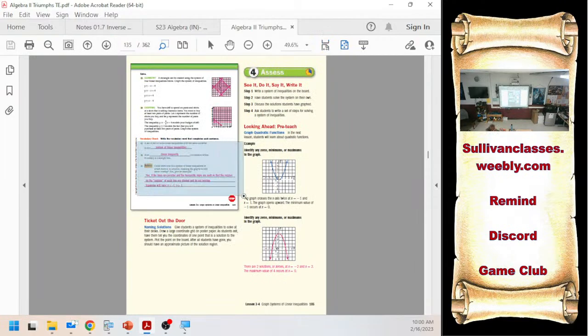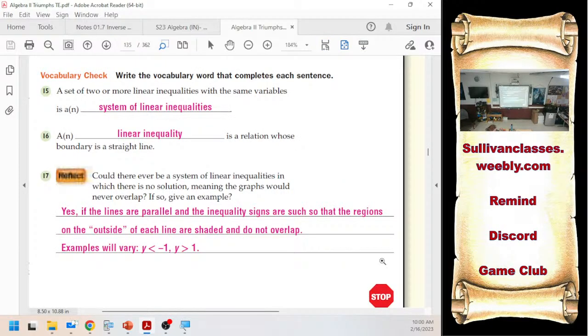And then some vocab and thinking. Vocab is usually pretty straightforward. The thinking part, could there ever be a system of linear inequalities in which there is no solution, meaning the graphs would never overlap? Oh, yes, there was. That was even one of our examples. You could have parallel lines that never overlap, and their shaded areas are headed separately, like both sides of the highway, like in each ditch. They're never going to cross. Okay?